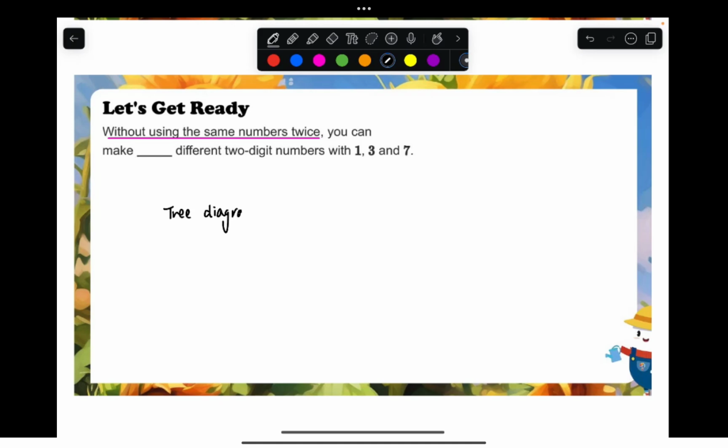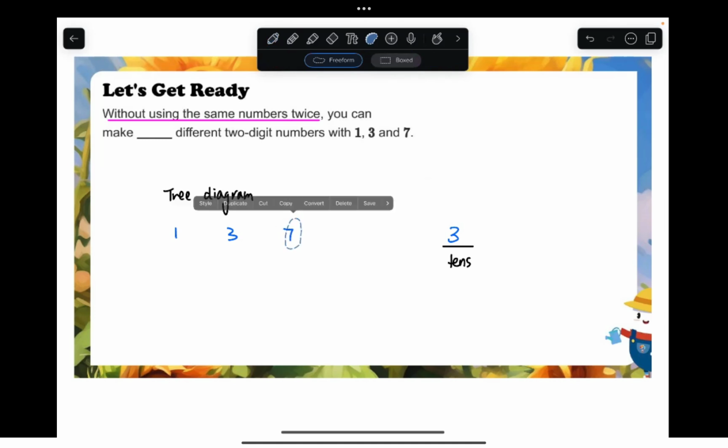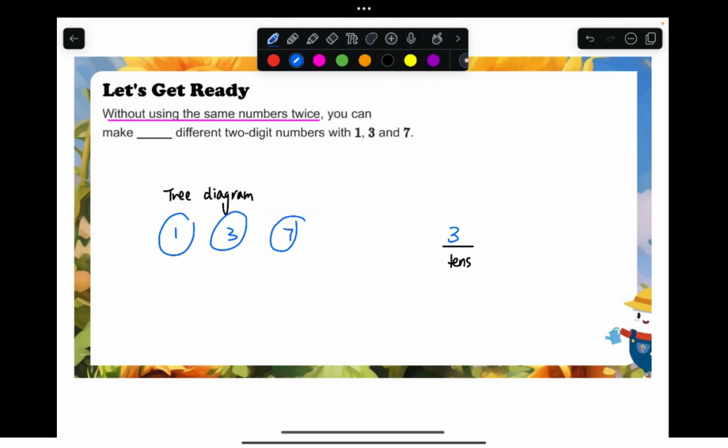Let's think about the 10s digit. What are the options for the 10s digit? It can be any one of these 3, right? So 1, 3, or 7. So that's why there are 3 options for the 10s column. Be careful, this 3 is not the digit 3. This 3 means there are 3 choices that you can make in the 10s digit.